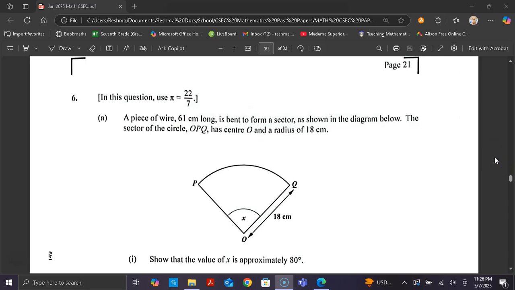Hi everyone, so let's continue with the January 2025 CSEC Math Paper 2. We're on question 6, which is on measurement. In this question, we have to use pi as 22/7.